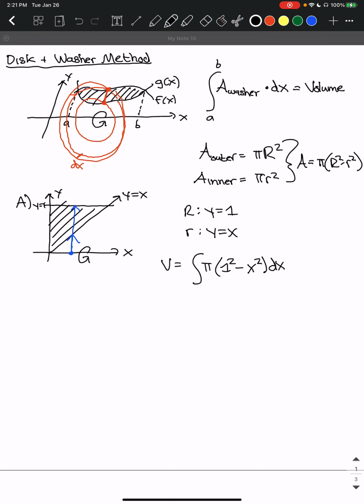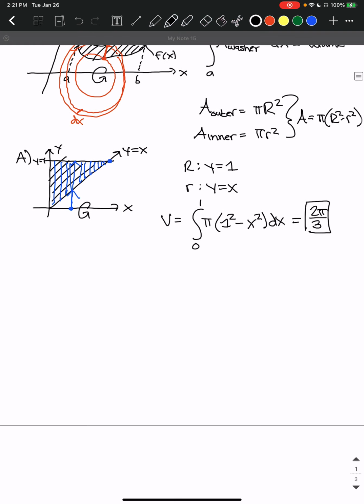All that's left is to find the bounds. We're integrating with respect to x, right? So I need to do this at every single x point. So I keep going until I reach this point here, which happens to be when x is equal to 1. So I'm going from 0 to 1. If I do this integral out, I should get 2/3 pi.